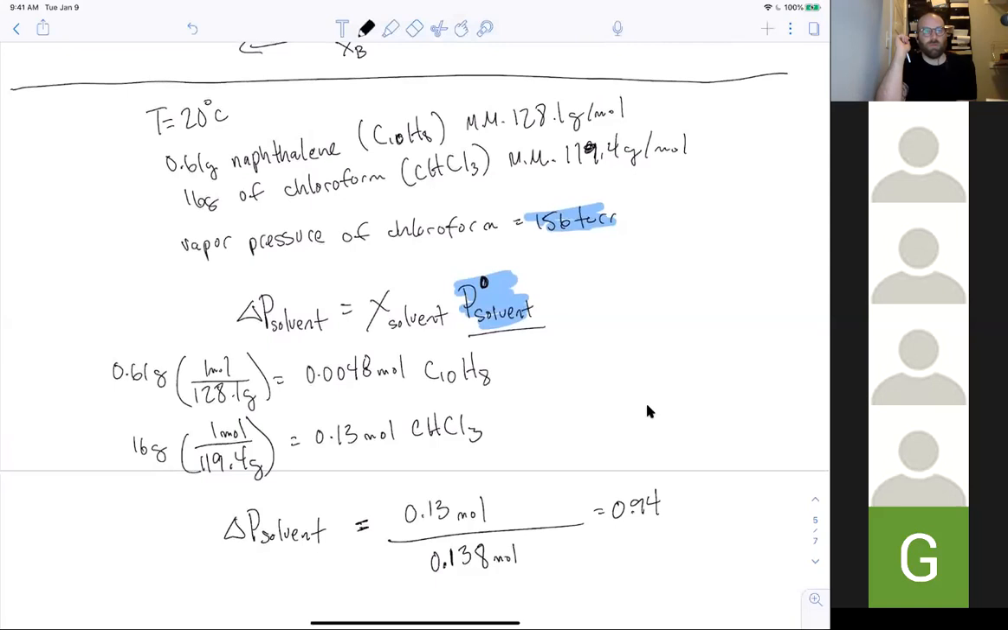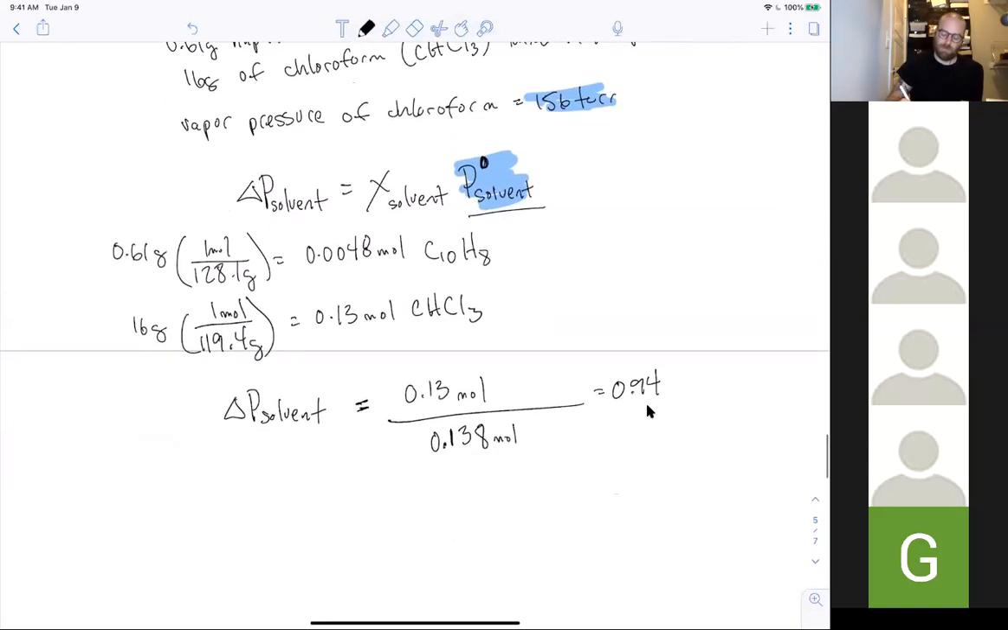Where did the 0.138 mole come from? Did I mess up my calculation here? Yeah, my bad. That's just the sum of the other moles that you have in there. The sum of everything that you have in there. So that should really be 0.1348.